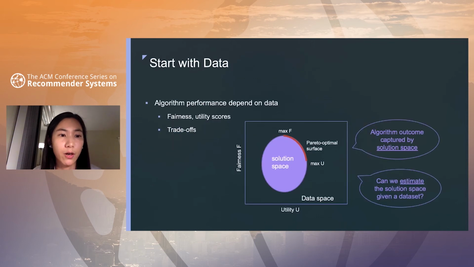Alright, so how do we start with data? We know that algorithm performance depends on data. In this plot here, we can see that we have a solution space, and we can tell what the maximum fairness and the maximum utility are from this solution space. We can also tell that the Pareto optimal surface gives us a good trade-off between the two. So the challenge here is: can we estimate the solution space given a dataset?